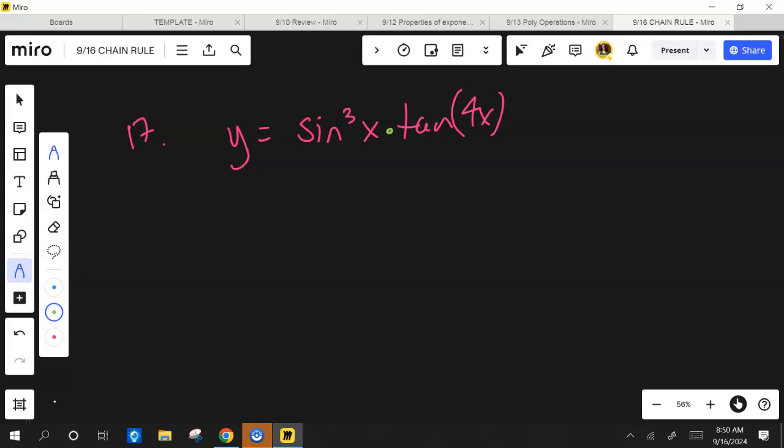There's 4 functions. How many of them are embedded? There's 2 sets of 2. Right? Do you see that? Let's go through and do this. Does everybody see that this is a product rule situation? Everybody agree? Do you see why?